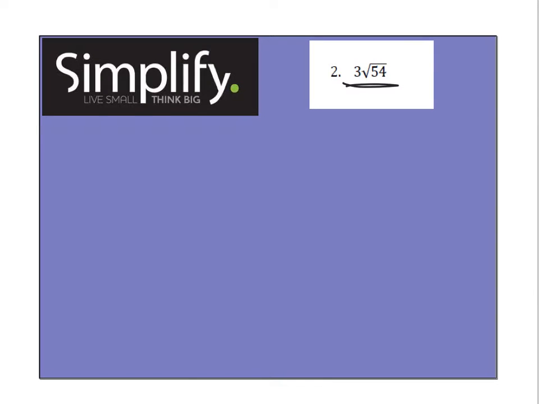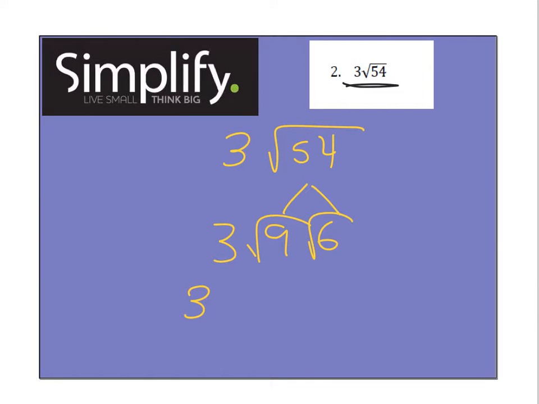3 square root of 54. So 54, I will break apart into 9 and 6. So I have this 3, then I have another 3 from the square root of 9 times the square root of 6. There's my answer.